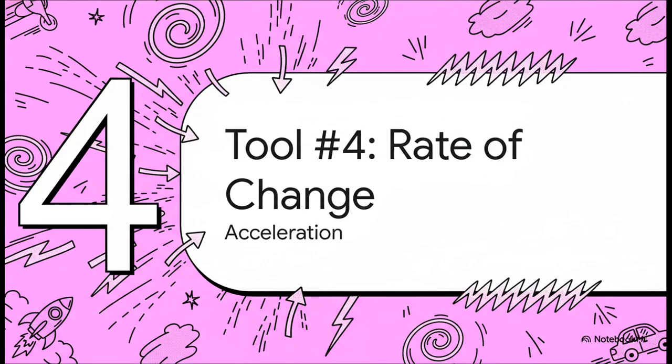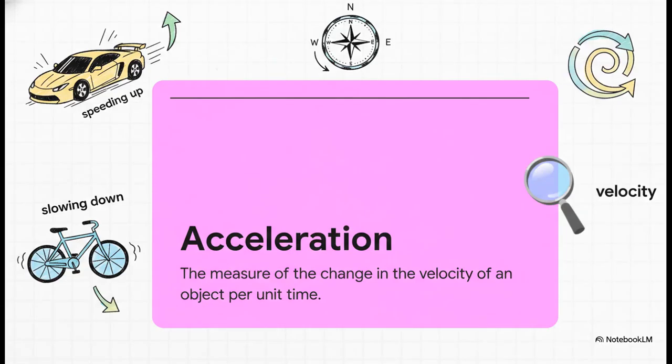Okay, but let's be real. In the real world, things almost never move at one steady pace. We speed up, we slow down, we turn corners. To describe that kind of messy, real-world motion, we need our fourth and final tool, which is all about measuring change. And that tool is called acceleration.